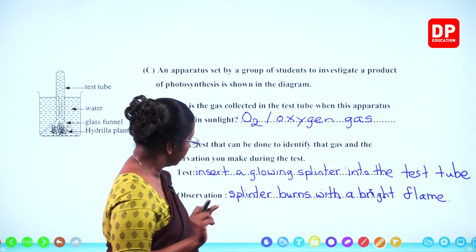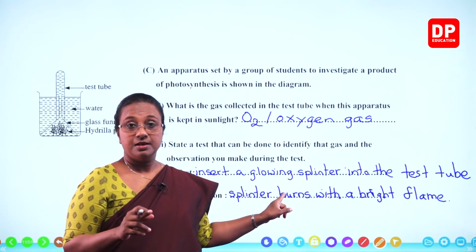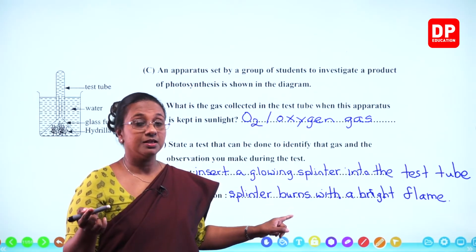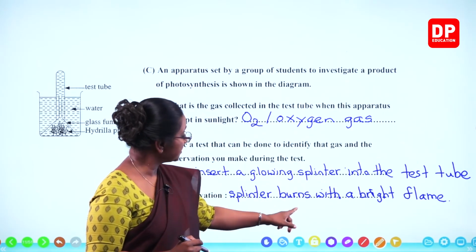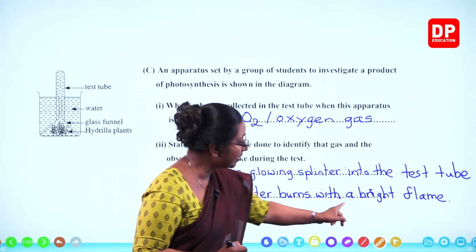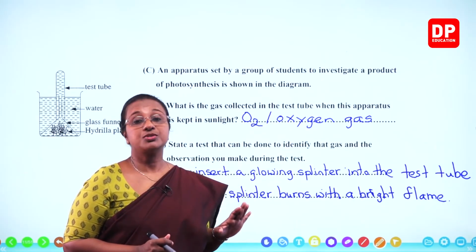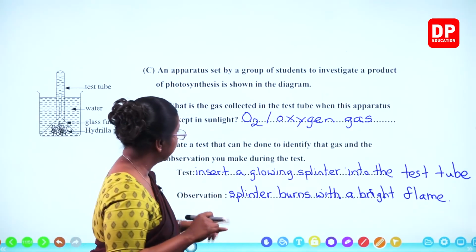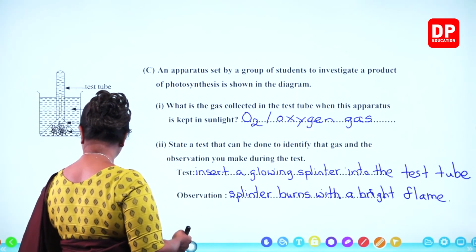So in this, students, the important thing is you have to insert a glowing splinter, because you all know if it is hydrogen gas, we insert a burning splinter. So that has to be specified here, glowing splinter, and the observation will be it burns with a bright flame. So that is how you confirm it is oxygen gas, because oxygen is a supporter of combustion. You all know that. So with that, I'll move on to the next part of the question, same question.